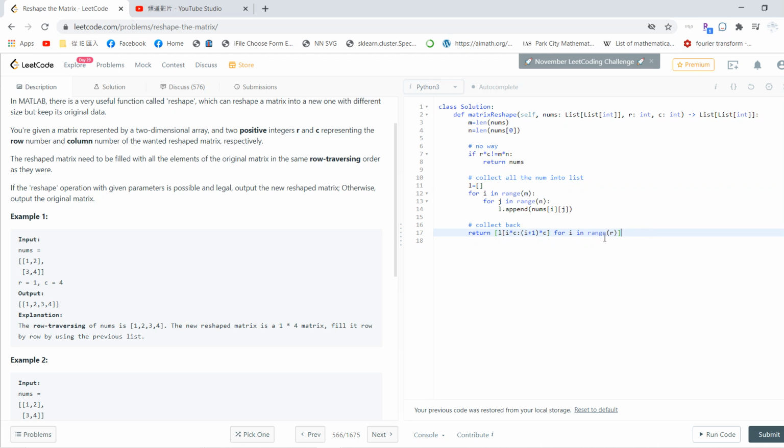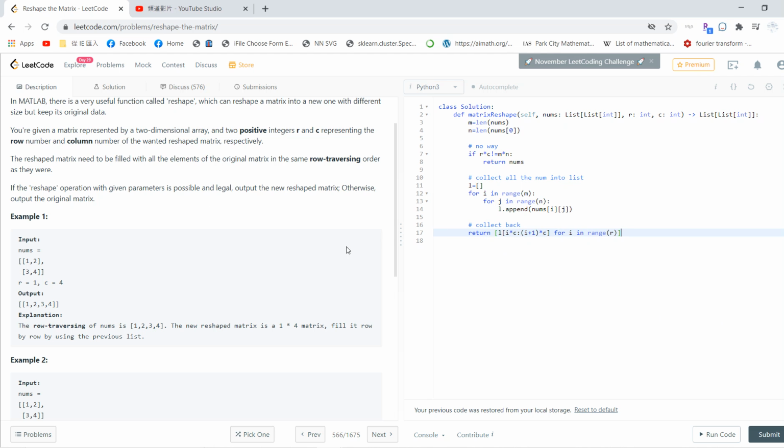So for i in range of the number of rows r, I collect all the columns, and each row has c elements, the number of columns. So I take the slice from i times c to (i plus 1) times c. So for i in range r, I collect all of it back, and then it becomes the answer.